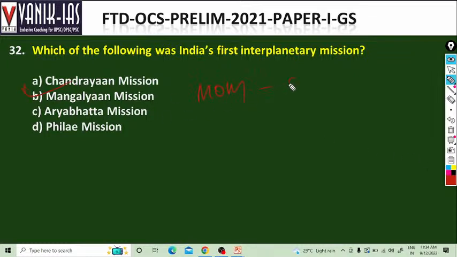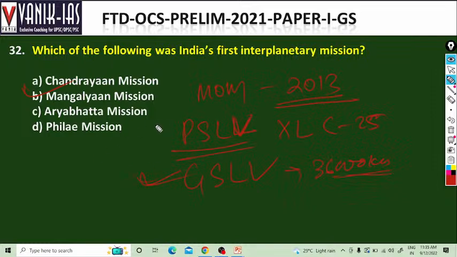It was launched in 2013. Remember, 2013 Mangalyaan was launched. It is launched by PSLV XL C25. What is this PSLV? Polar Satellite Launch Vehicle. We are now using two types, GSLV and PSLV. GSLV is high power, we can take up to 36,000 km to geosynchronous orbit. For low distances we can use PSLV, that is Polar Satellite Launch Vehicle.